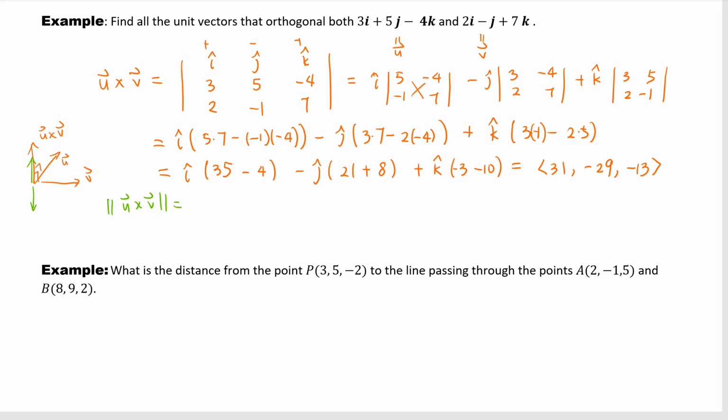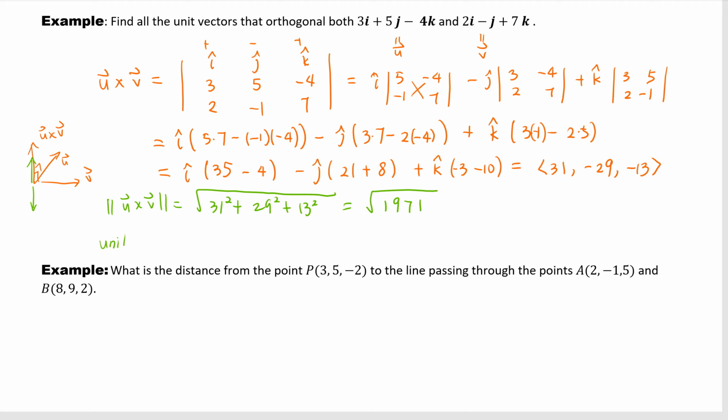So here, what is the length of U cross V? Well, that is the square root of, big numbers, 31 squared, 29 squared, and 13 squared. Okay, I do need my calculator in this case. So take out your calculator. Here I would like exact numbers, so don't give me decimals. It's okay to leave the square root there. So use your calculator to calculate 31 squared plus 29 squared plus 13 squared. What do you get? I got 1971.